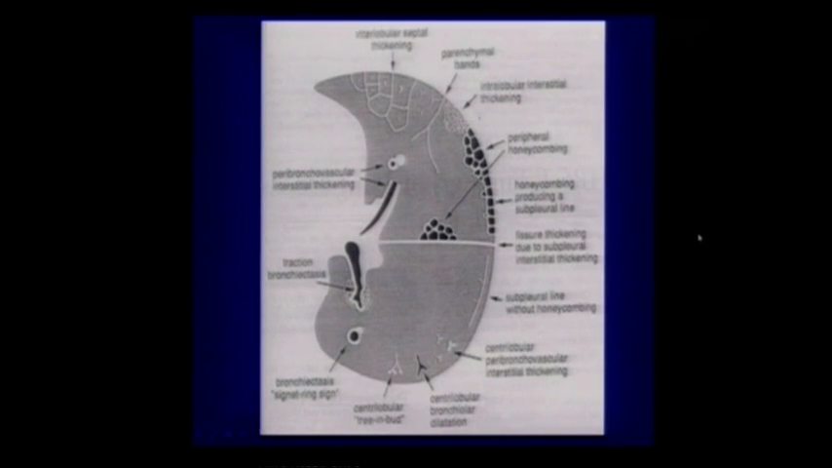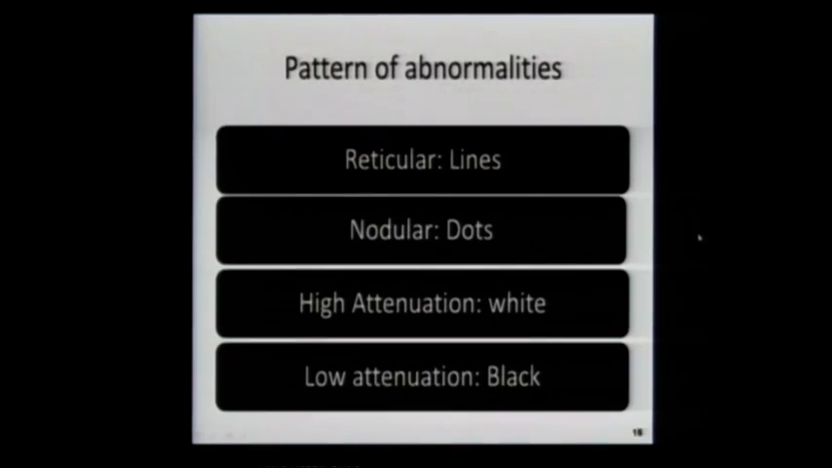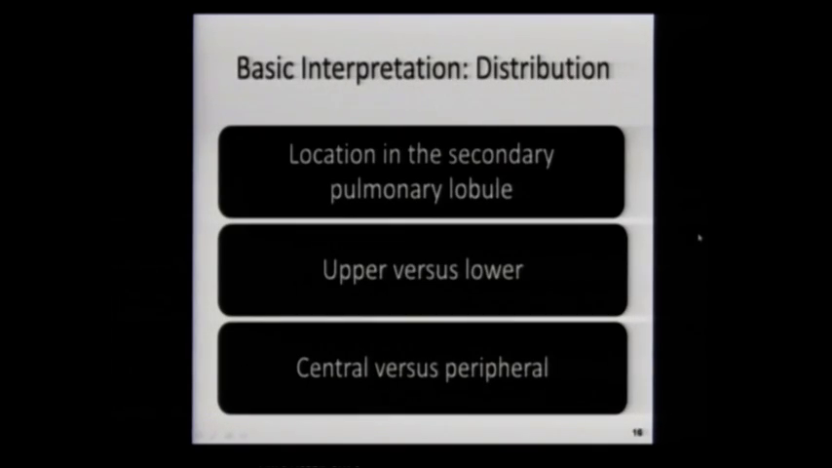Then there are subpleural lines, which are just lines parallel to the surface, and you also get long shadows called intralobular lines, that is when the reticulations are occurring. To make it very simple, the word reticular corresponds to lines and nodular corresponds to dots, and high attenuation means white and low attenuation means black. So this is very fundamental.